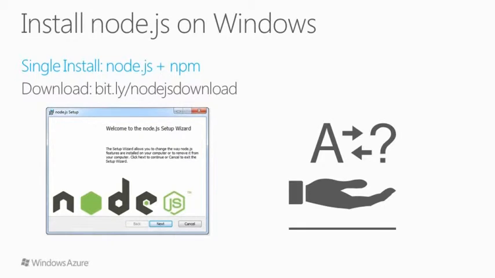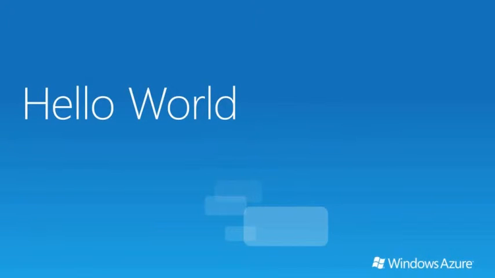Additionally, you can install Node, IIS Node, and other tools using Microsoft's Web Platform Installer. Web Platform Installer is nice because it manages dependencies for you and gives you all the downloads in a single place. You can get Web Platform Installer at microsoft.com/web. Now let's dive into some Node.js code.